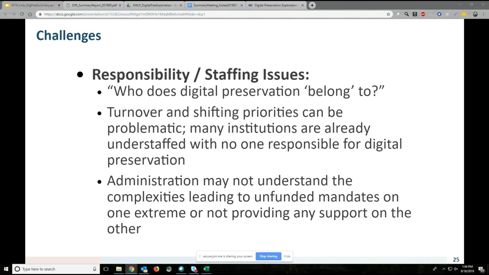With administration, there's an issue with maybe feeling like administration doesn't understand the complexities, leading to unfunded mandates on one extreme, or not providing any support on the other. So that comes back to the concept of advocacy and support, where digital preservation just doesn't seem like a big priority on an institution-wide scale. So getting that advocacy and getting that support is an issue.